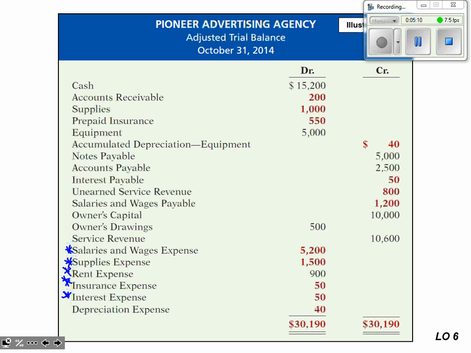If I go back to this page for just a moment, we have to pull what goes where. So I see cash, AR, supplies, prepaid.